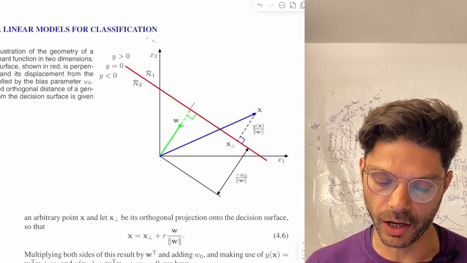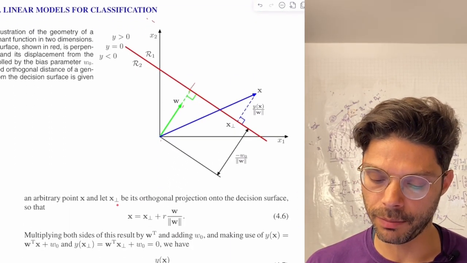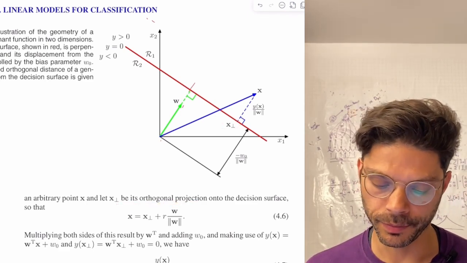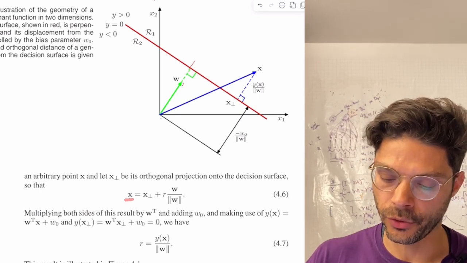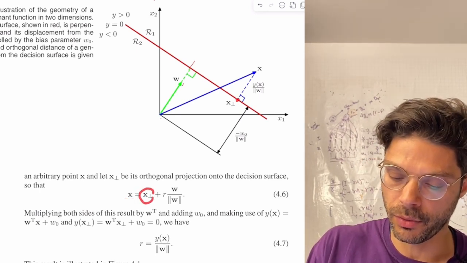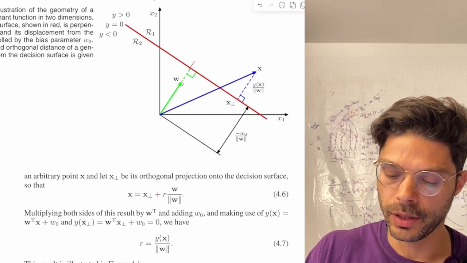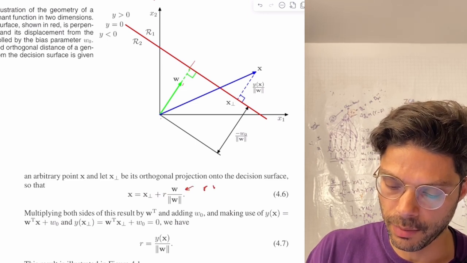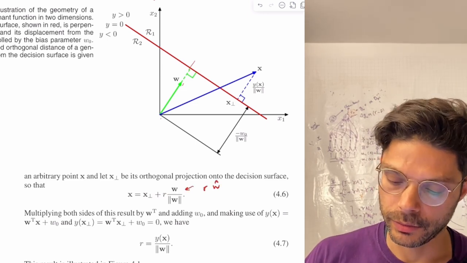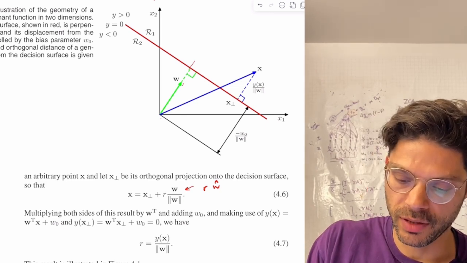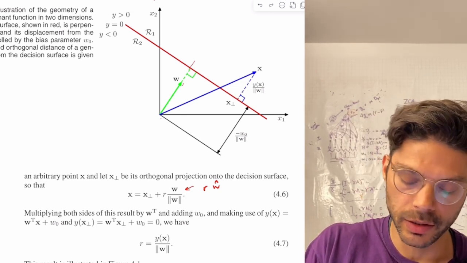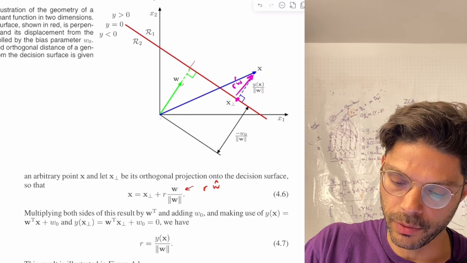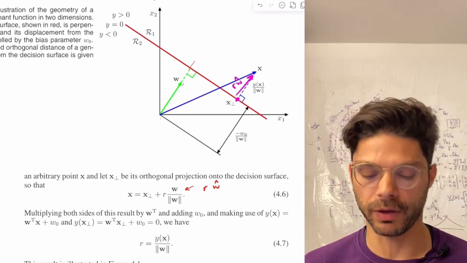Okay, so to see this, consider an arbitrary point x and let x perpendicular be its orthogonal projection onto the decision surface. So there's x perpendicular there. Now we say x itself is going to be x perpendicular, this point, plus some unknown value times w over the norm of w, and this is the same as r times w hat. So you're going to go up r times w hat, which is what this is. Now we need to figure out what r is.